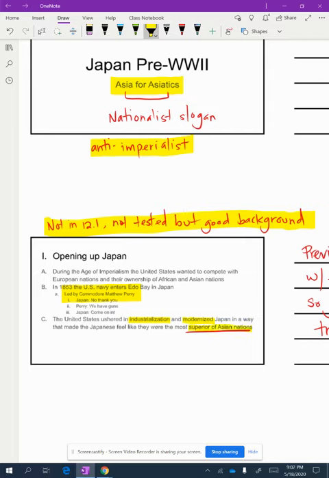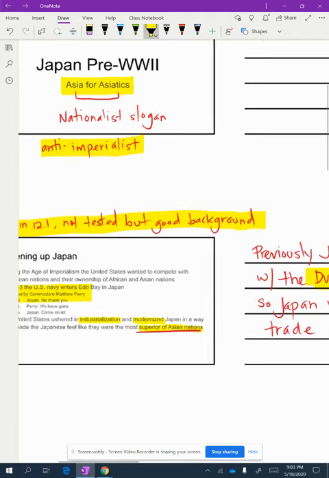Because Japan grew under this time, whereas other Asian nations under European control were stifled, right? The Europeans just took advantage of them and didn't really do any meaningful growth with the nation. They just took, took, took, took. And Japan was actually one where they were able to grow.